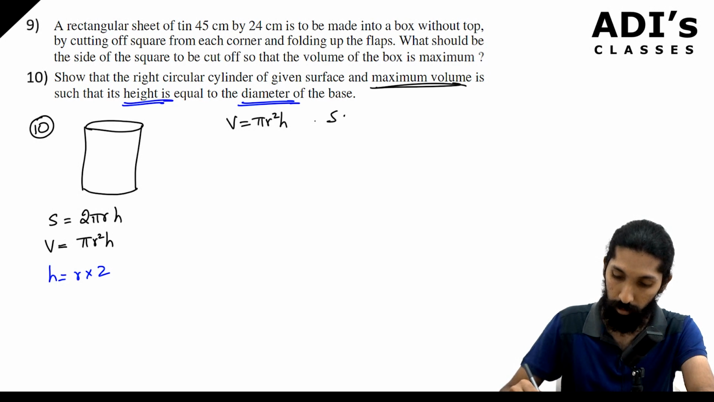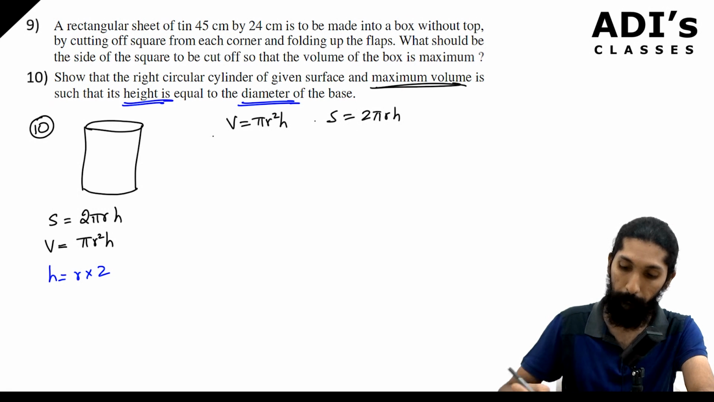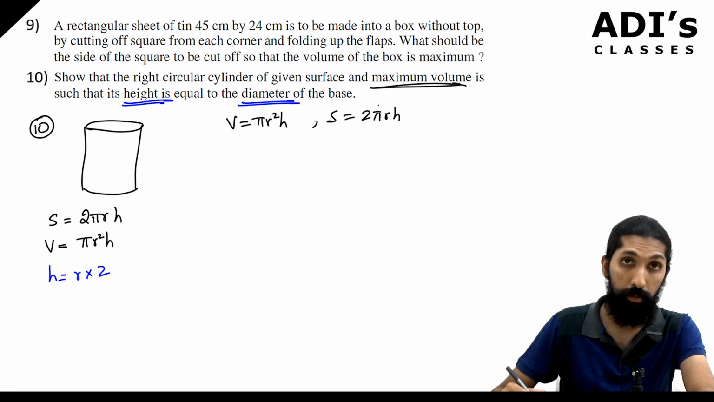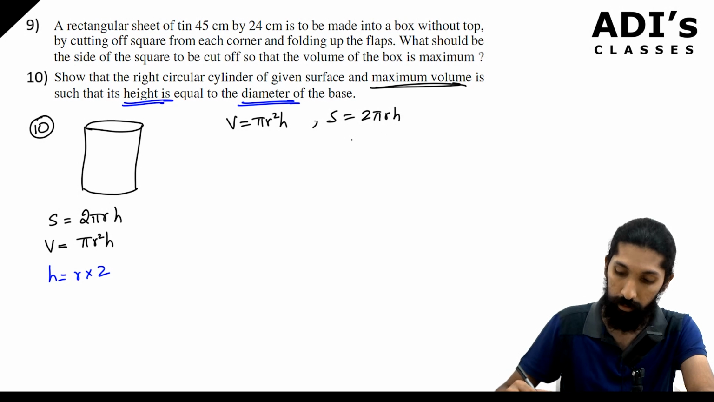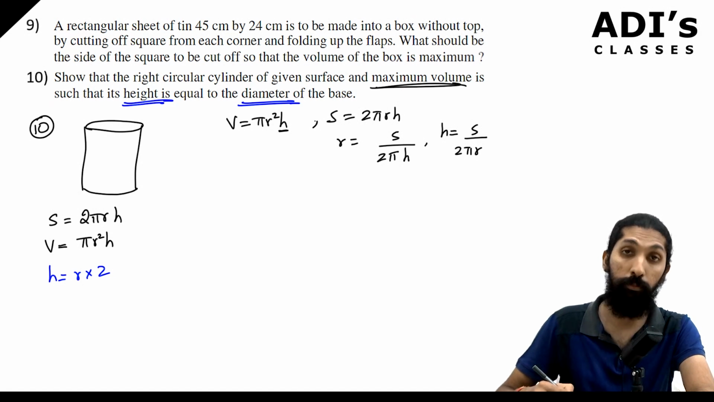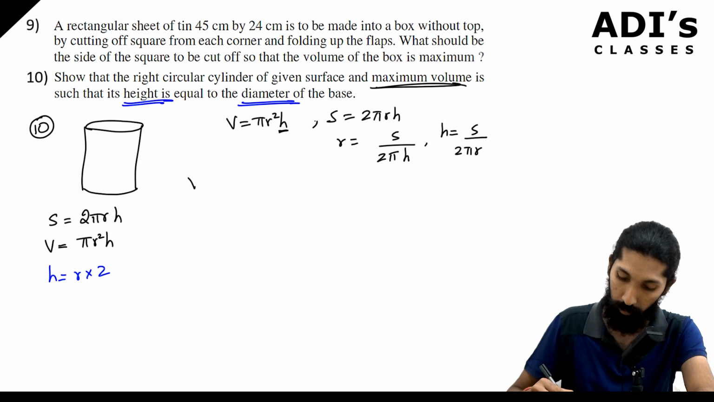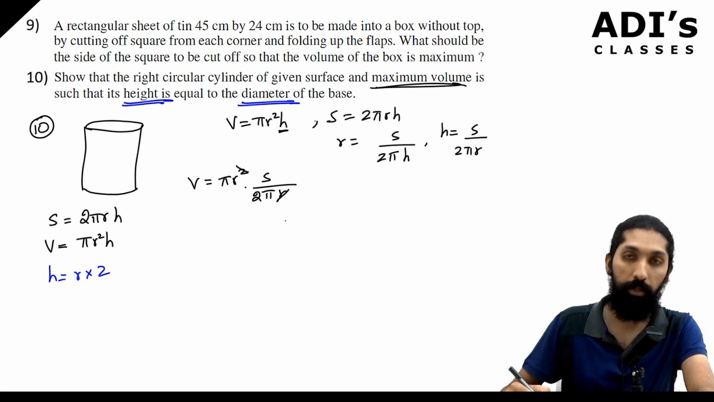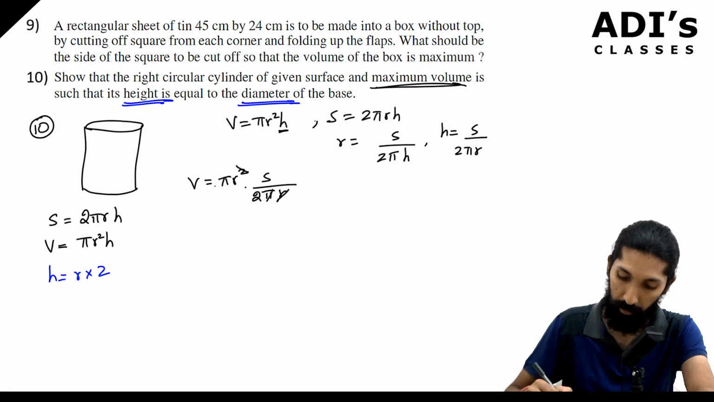S is equal to 2 pi r into h. Now substitute, in the sense, h is equal to s divided by 2 pi r, correct? Substitute the value of h in the volume function. So you have V is equal to pi r square into s divided by 2 pi r. One r and r cancels. Pi and pi cancels.